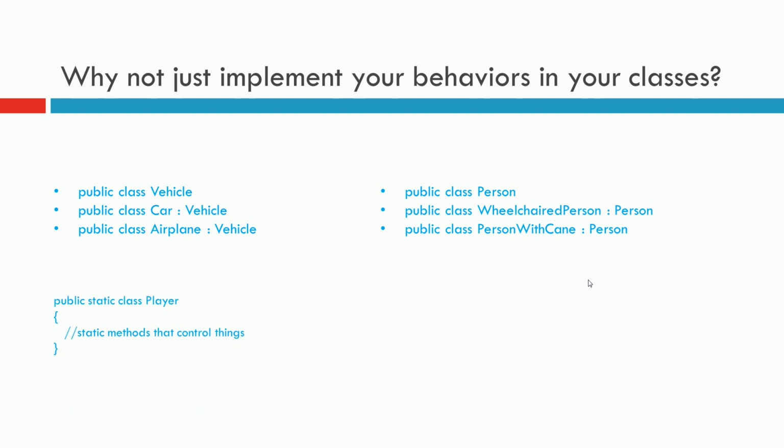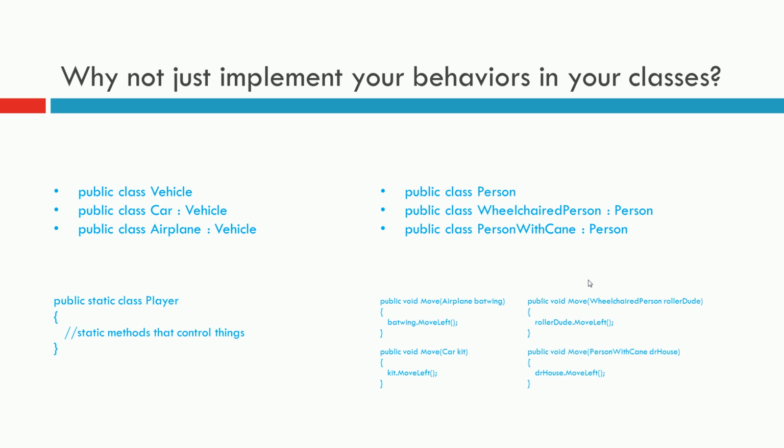Now, inside player, we're going to create methods that control the different types of things here. Now, right out of the gate, this is what we would normally come up with if we didn't know any better: we would have a method called move that accepts an airplane. We'd have a method called move that accepts a car. We would have a method called move that accepts a wheelchaired person. And we would have a method called move that accepts a person with a cane. Now, that's a bit much. We would have to create a different method for every class that we hope to send into this player object to be controlled. That could get real dirty real fast.